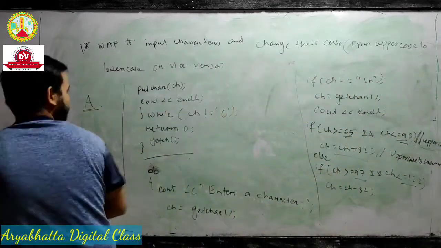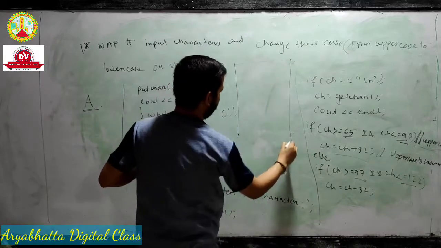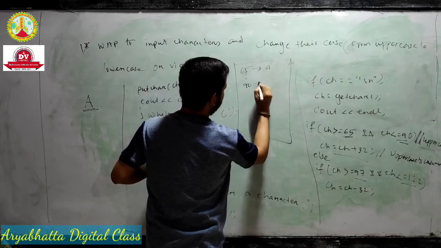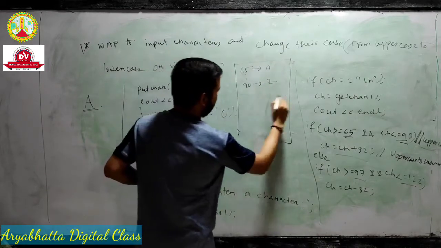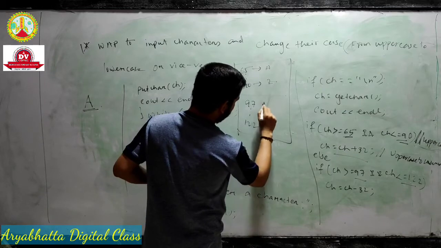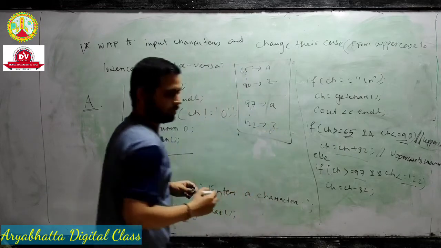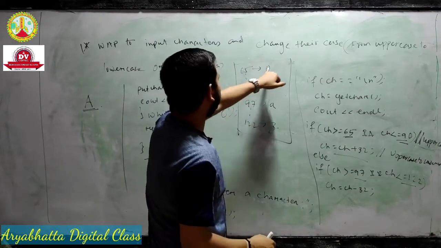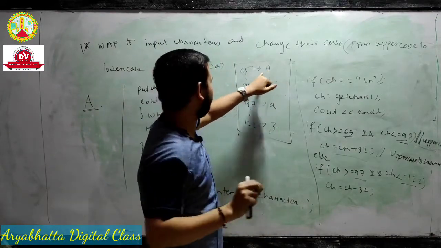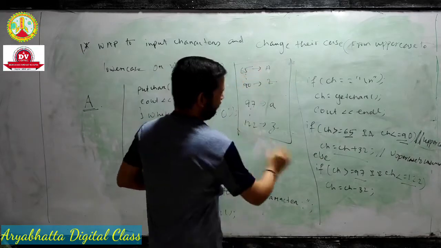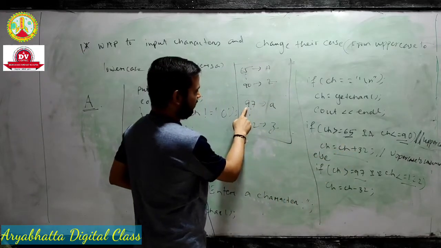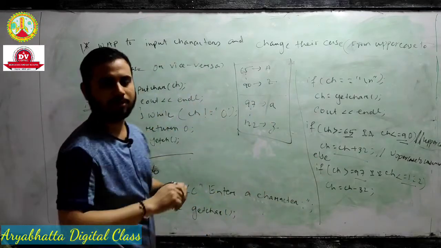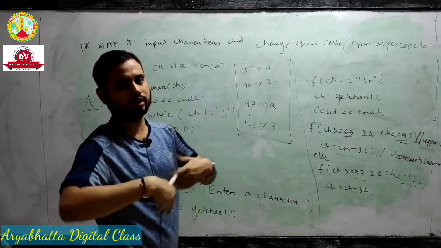Don't get puzzled, just understand this. 65 to 90 is capital A to capital Z, and 97 to 122 is small a to small z. Keep this in your mind. When we take capital A, the value is 65, and 65 plus 32 is 97, which is small a. The uppercase letter is automatically converted to lowercase.